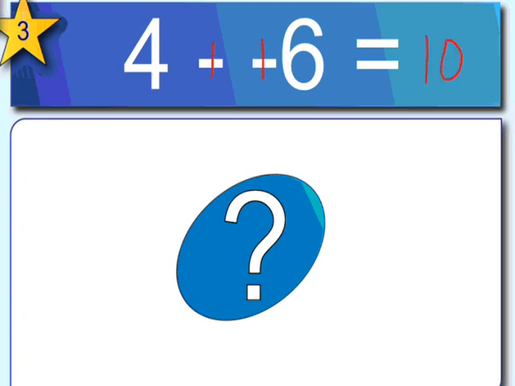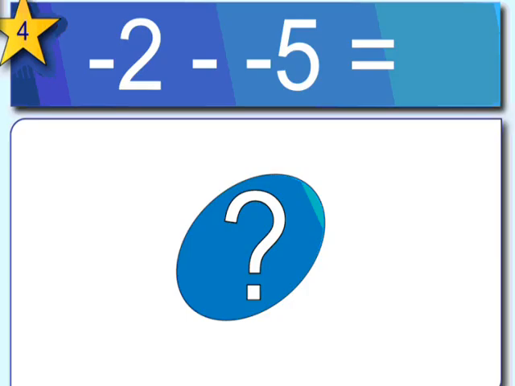2 more. I'm going to add the opposite, so I turn this into addition. Negative 2 plus positive 5. If you remember my poker example, I lost $2, but I won $5, so overall I've won $3.